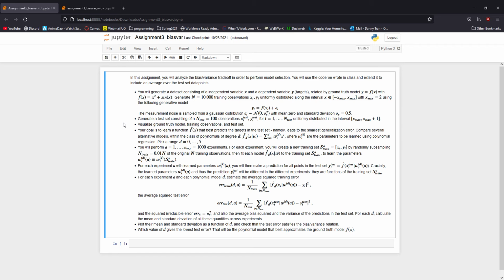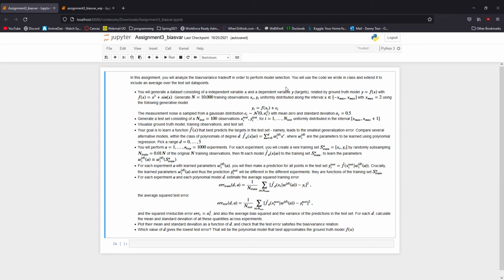Anyways, so in this assignment, our goal is to analyze the bias/variance trade-off in order to perform model selection, and we will be using the code that we wrote in the first coding section. So it's pretty similar. We're just following the Jupyter notebook that we wrote before, and we're changing some of the data and functions.